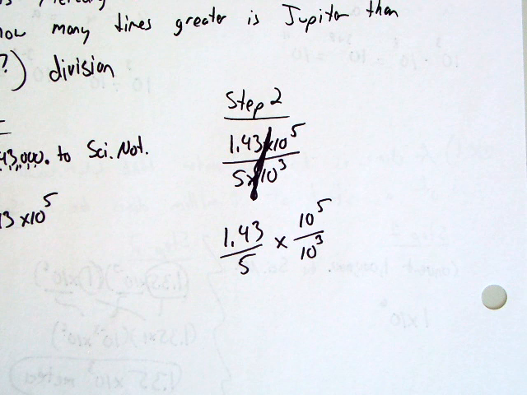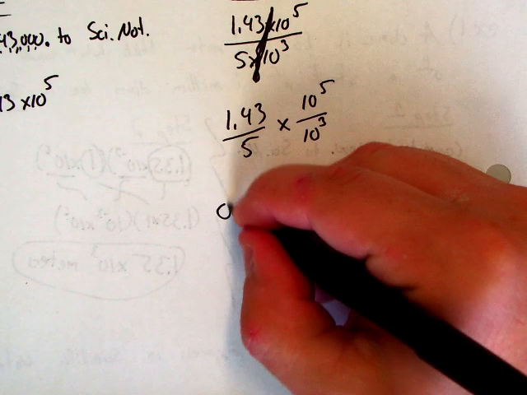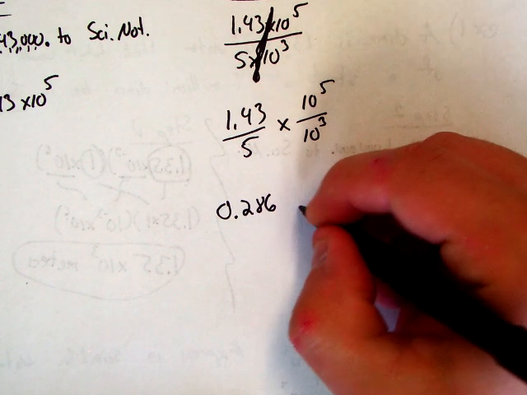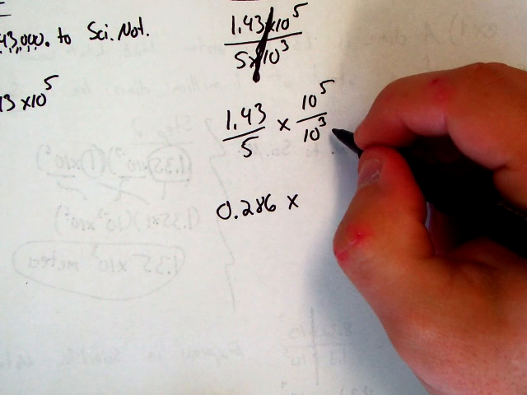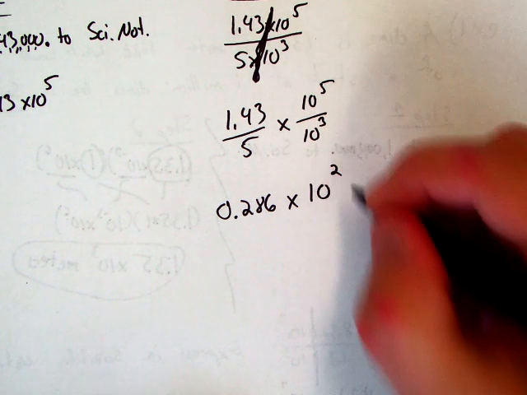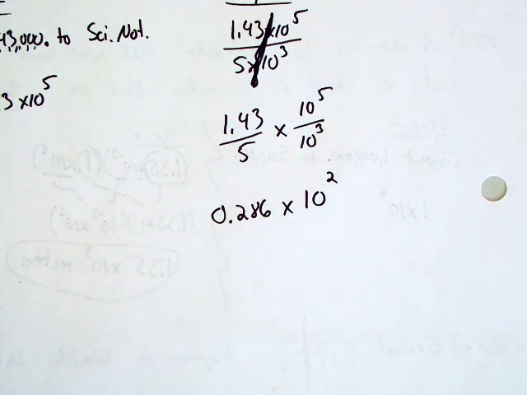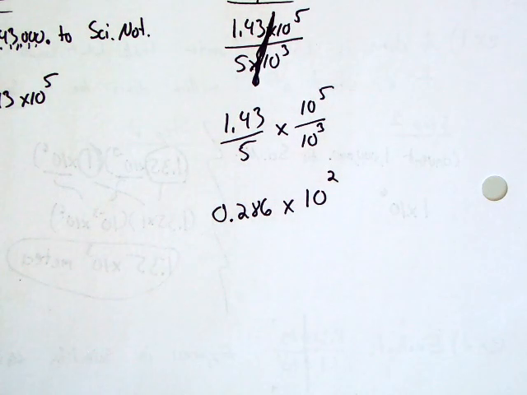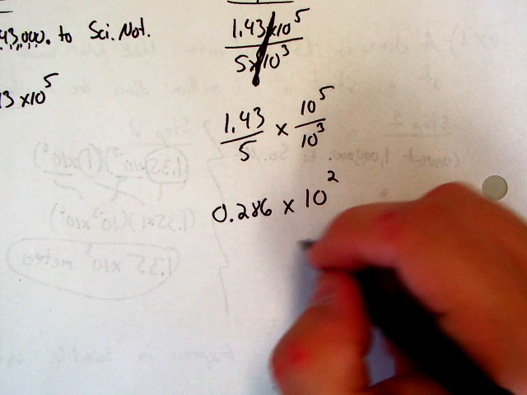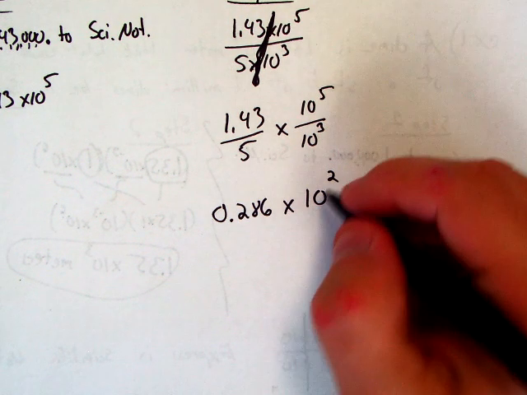And here's where it gets a little tricky, because 1.43 divided by 5 is 0.286. Over here, division of powers, so I subtract the exponent, so this is times 10 to the 2nd. And here's where it gets confusing. This number is not written correctly in scientific notation. Now, what you can do is convert this to standard form and then back to scientific notation.